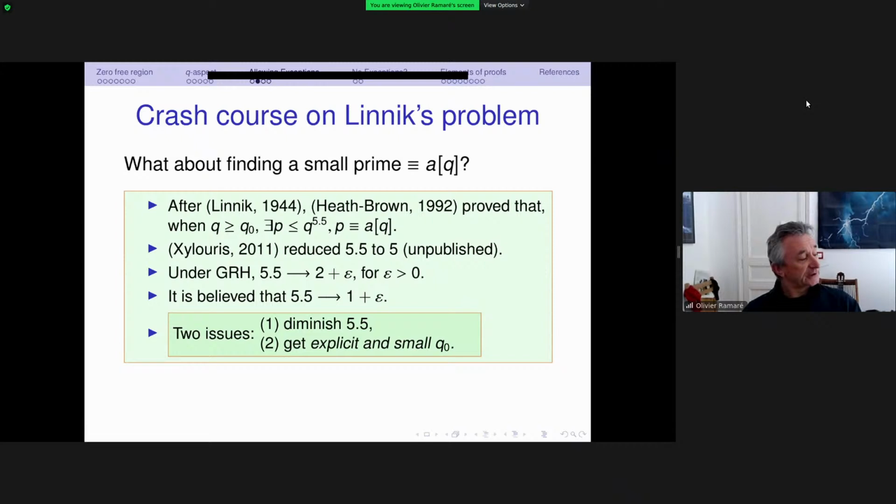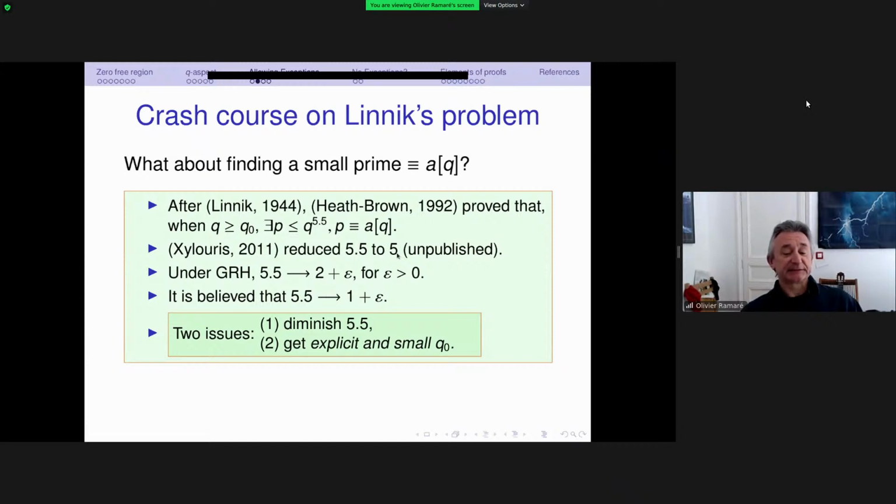The fact that it should be not exponential in Q, but Q to some power, was a major progress. Hillsbrown in 92 lowered the effective value of Q dramatically and reduced it to 5.5. Since then, I don't know of many new ideas that have been introduced on this problem. Xiloris in 2011 pushed the computation of Hillsbrown and published 5.18, you see.